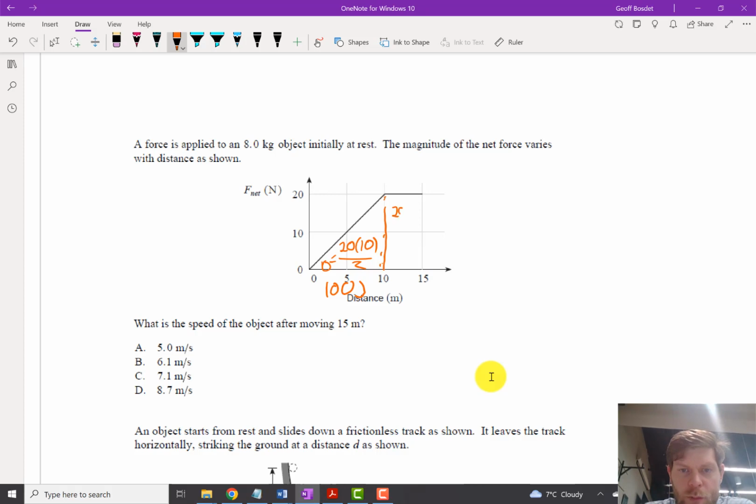And then here we got 20 times 5, because going from 10 to 15 is 5. 20 times 5 is another 100 joules. So in total, we got 100 joules because of the triangle and 100 joules because of the rectangle. So we have a grand total of 200 joules of work done. And it doesn't mention moving up at all, and we're interested in the speed. Work is equal to change in energy, and the type of change in energy here is probably kinetic.